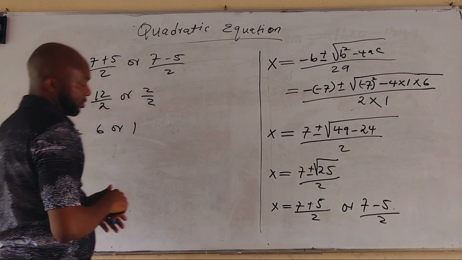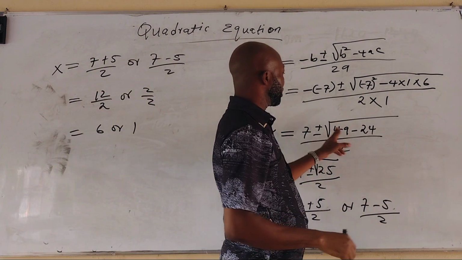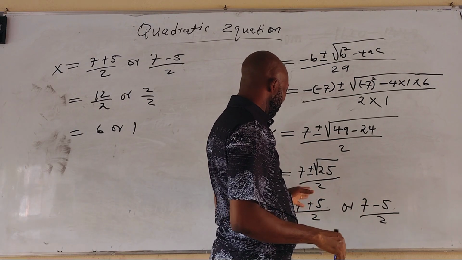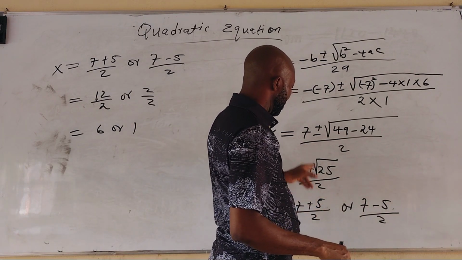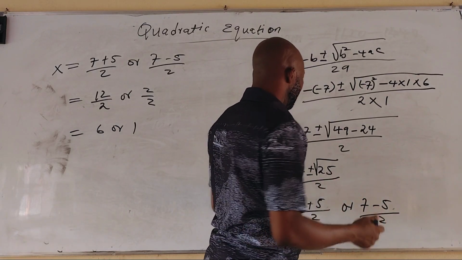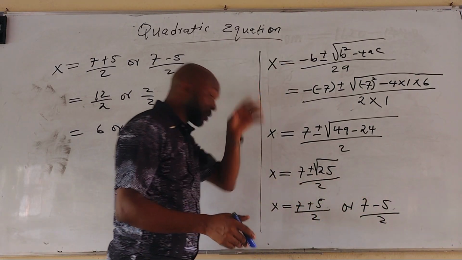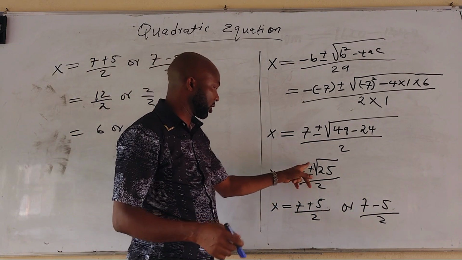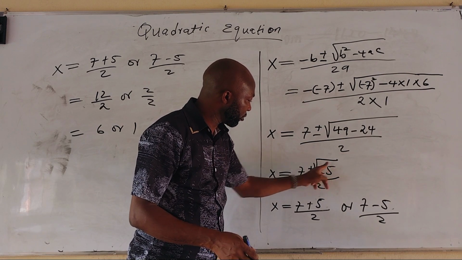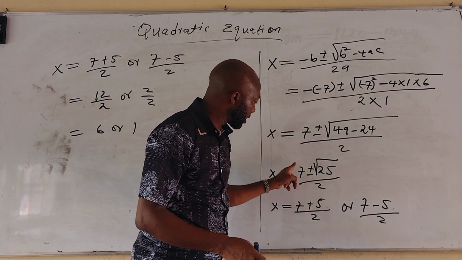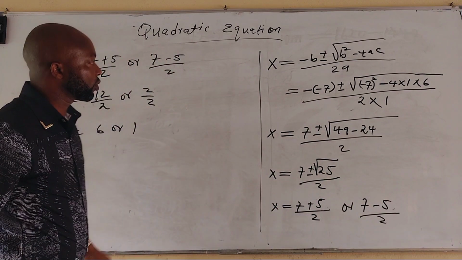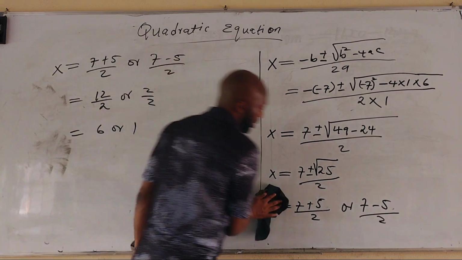So that is our answer. So the root of 25 is 5. I think I skipped a step here, but I will put it back when we get to the next question so that we'll understand. So here is 7 plus 5 over 2, and or 7 minus 5 over 2, which is that. Let's take the second question and see how we go about that.